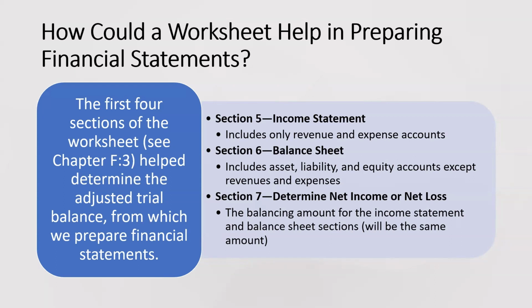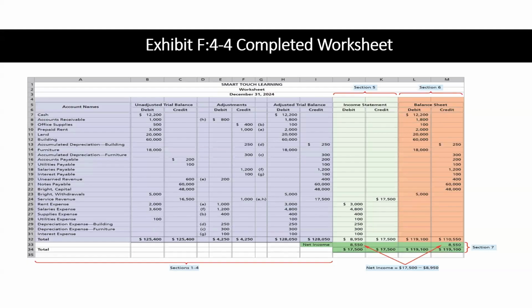So the first 4 sections of the worksheet helped determine the adjusted trial balance from which we prepare the financial statements. In section 5, you have the income statement. Section 6, the balance sheet. Section 7, determine the net income or net loss. And here in Exhibit 4-4, it shows the net income adjustment in the debit column of the income statement section, and the adjustment in the balance sheet section as a credit.